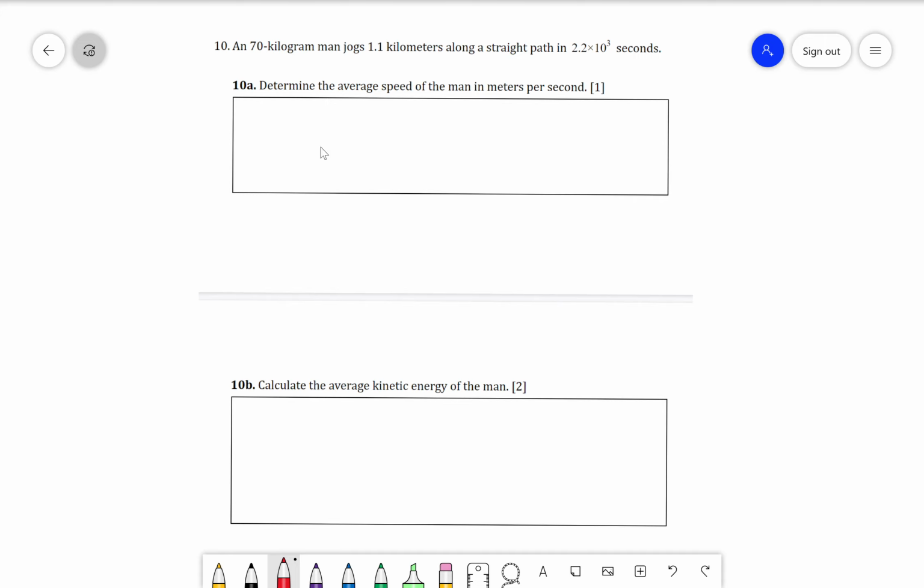A 70-kilogram man jogs 1.1 kilometers along a straight path in 2.2 times 10 to the third seconds. Determine the average speed of the man in meters per second.